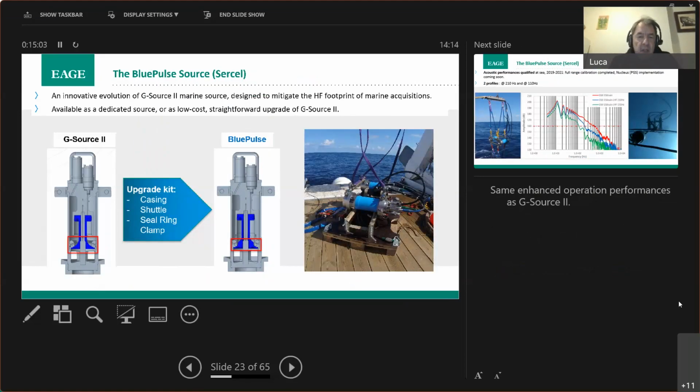Here you have the Blue Pulse source by Sercel. It's an innovative evolution of the G-Source 2 marine source, designed to mitigate the high-frequency footprint of marine acquisitions. Available as a dedicated source or as a low-cost, straightforward upgrade of G-Source 2.